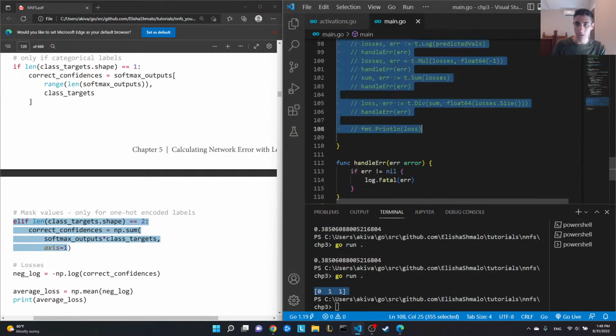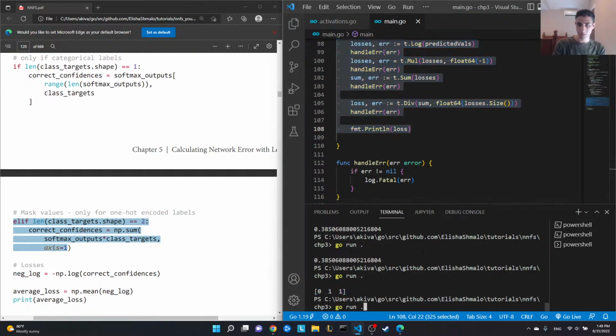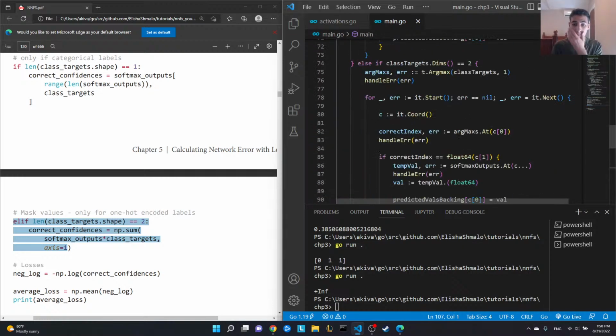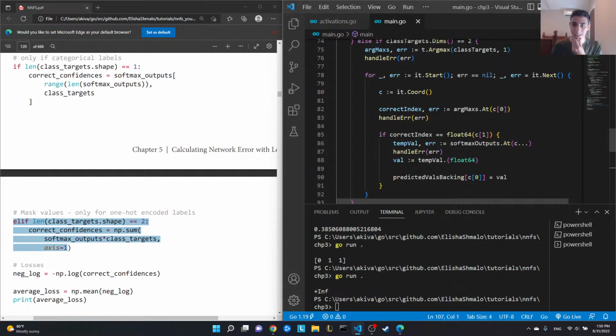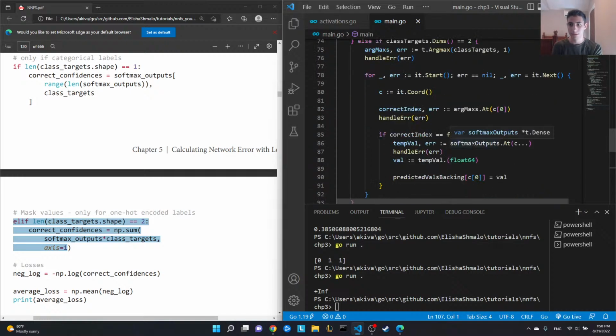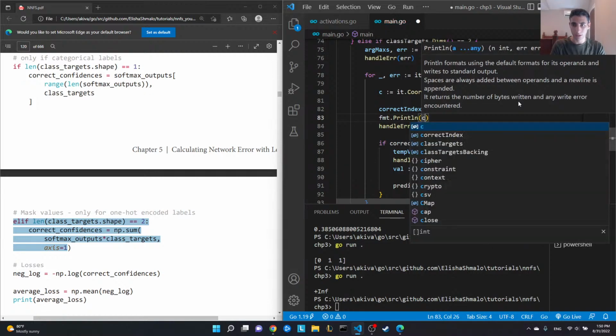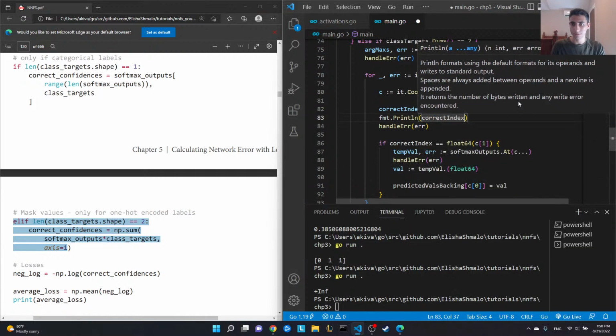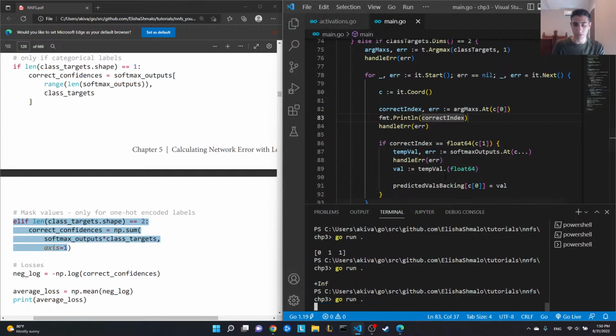So let's go over here and let's print out the loss. Infinity. Okay, so that's not good. Yeah, that's problematic. I don't know how that happened. You got the correct index. Argmax is .at c index 0. If correct index, let's see, let's try this fmt.println correct index. I'm not sure what went wrong, is the simple truth.